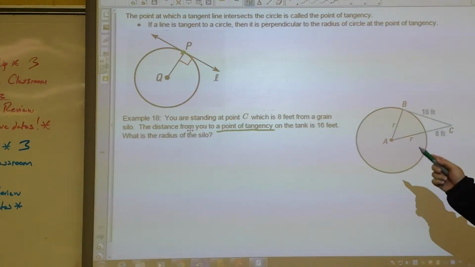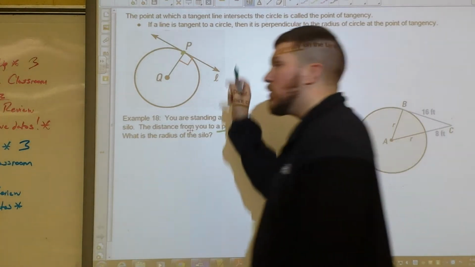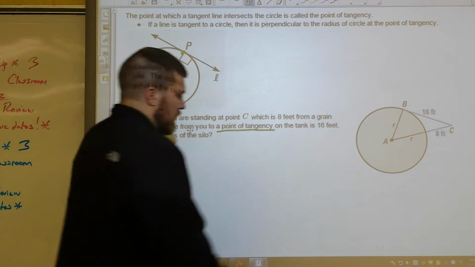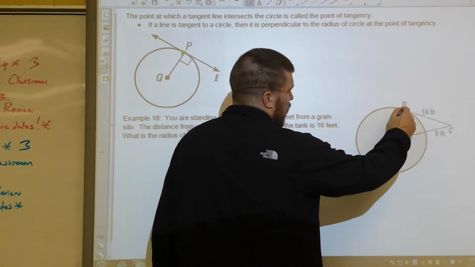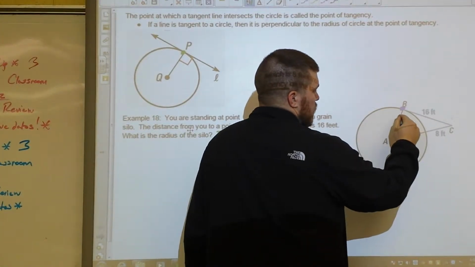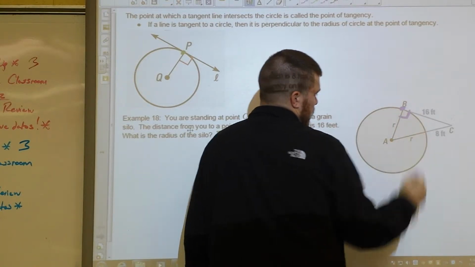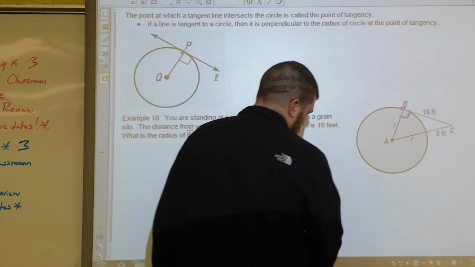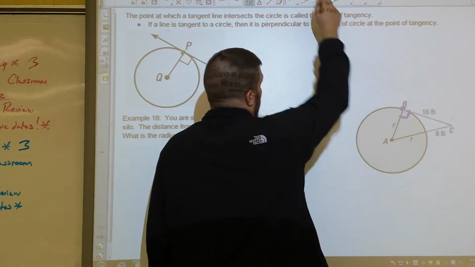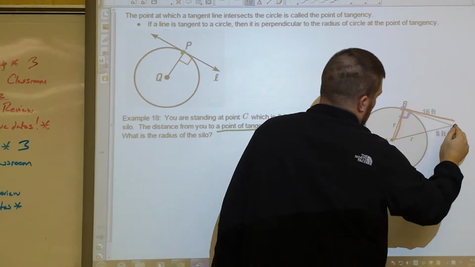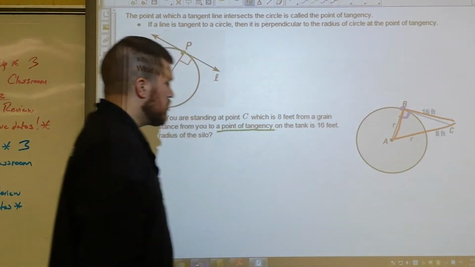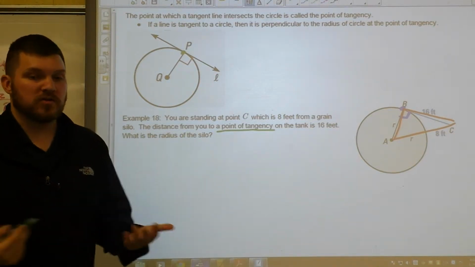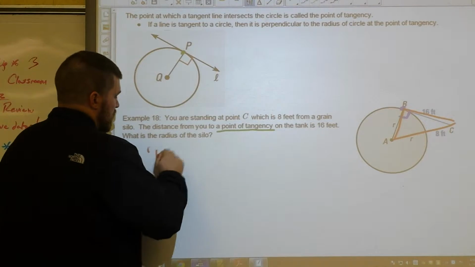Okay, so again, let's talk about point of tangency. We just had a rule: anytime we have a point of tangency, it's perpendicular to the radius. So since we're told that point B is a point of tangency, we know we have 90 degrees right here. Well, as soon as I have 90 degrees, look what kind of triangle I have in my picture. I have a right triangle, and as soon as I have a right triangle, the very first thing that should pop in your head is something that you've been doing for years now called the Pythagorean theorem.